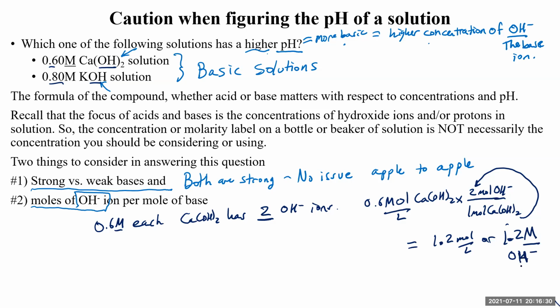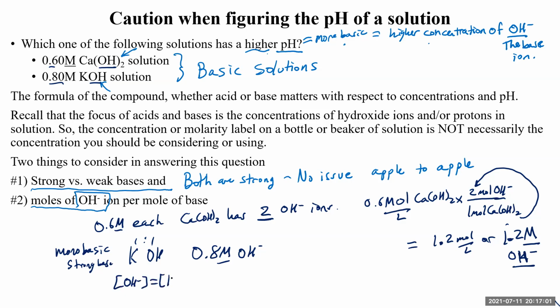Not calcium hydroxide. We are looking specifically at hydroxide ion. Remember, all we care about when it comes to acids and bases are hydrogen ions and hydroxide ions. Everything else can go by the wayside. How about potassium hydroxide? Well, potassium hydroxide is a 1-to-1 ratio. So what you see is what you get. It's 0.8 molar hydroxide ion, because it's a monobasic strong base, just like monoprotic, which means your hydroxide ion concentration equals your potassium hydroxide concentration. They're one and the same. So the 0.8 molar applies to the hydroxide as well.